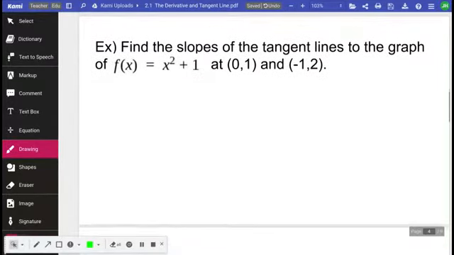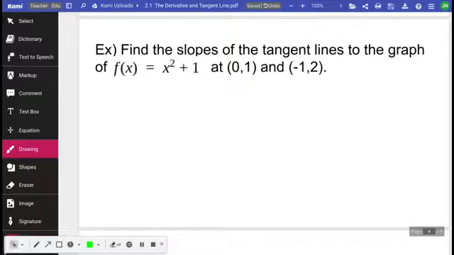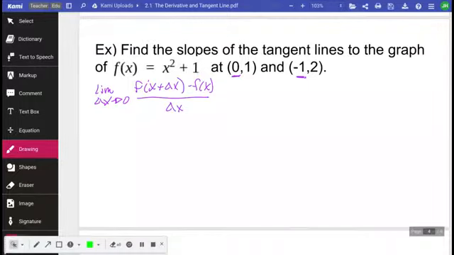All right, we're going to find the slopes of tangent lines. We're going to find more than one slope to the graph of f of x equals x squared plus 1. Since I have to plug in for this c value or x value, I don't want to have to do what we did above twice. So I'll just leave x plus delta x as x plus delta x, and then at the very end, everywhere there's an x, I can plug in 0, and then I can plug in negative 1. So I'm going to do the limit as delta x approaches 0 of f of x plus delta x minus f of x all over delta x. That's your change or difference quotient.